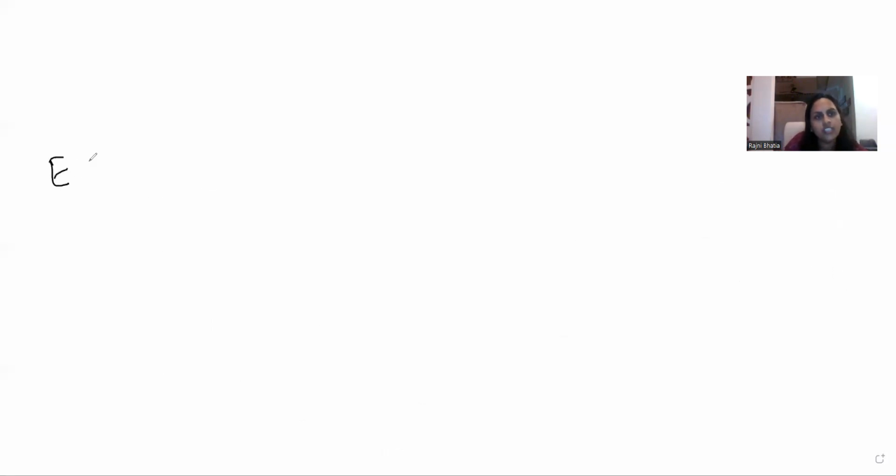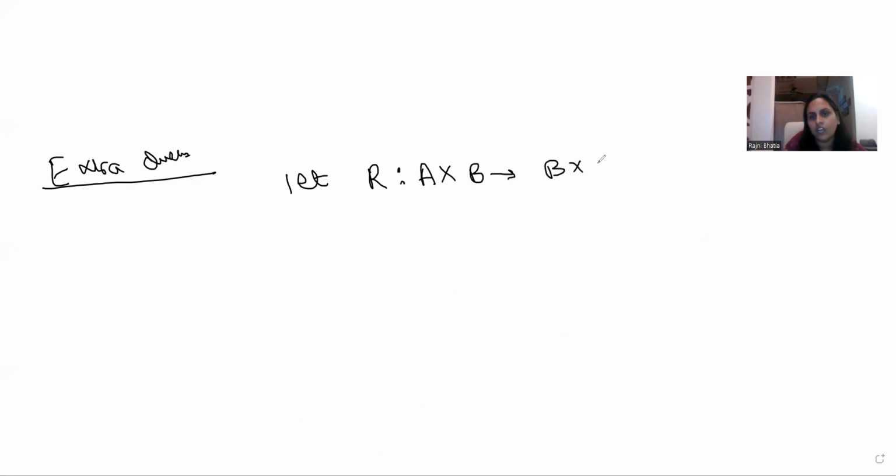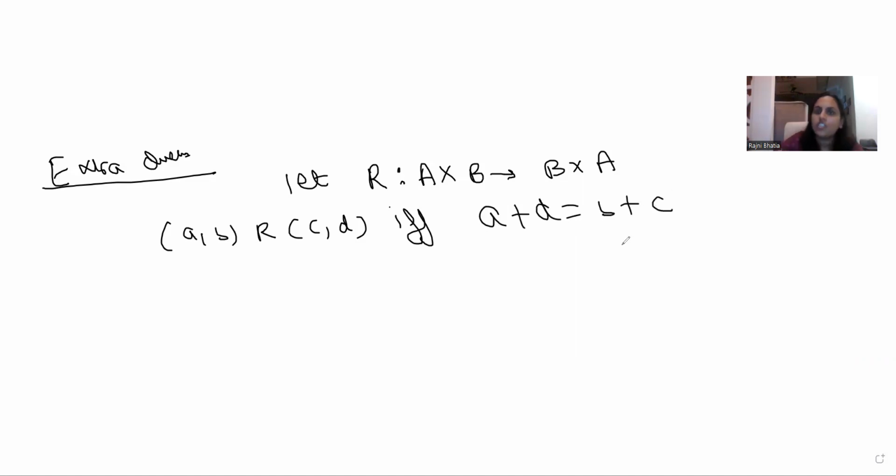Now, the next extra question that can come from exercise 1.1 is, let R be a relation defined on A cross B to B cross A, and suppose the relation is defined as follows, that (A, B) is related to (C, D) if and only if A plus D is equal to B plus C. And the question is, check whether the given relation is an equivalence relation or not.